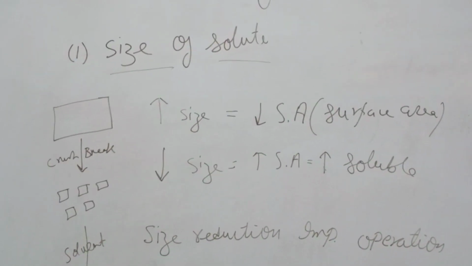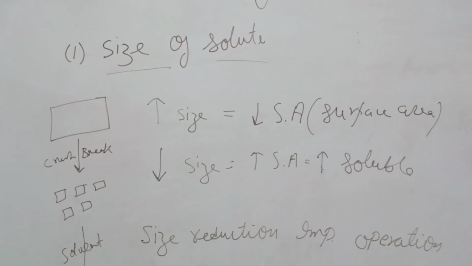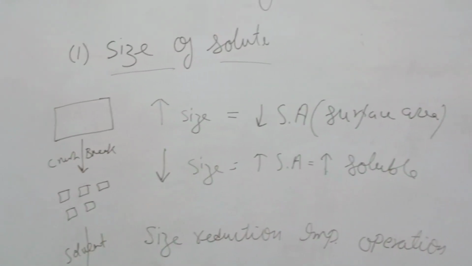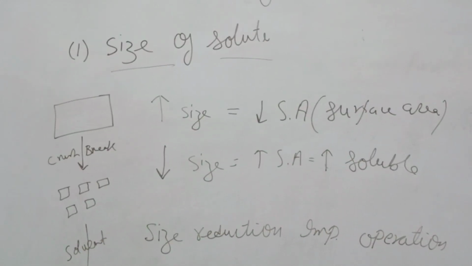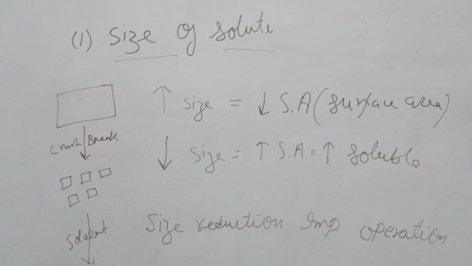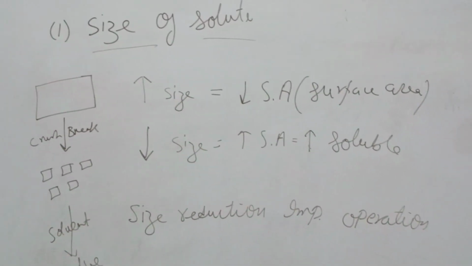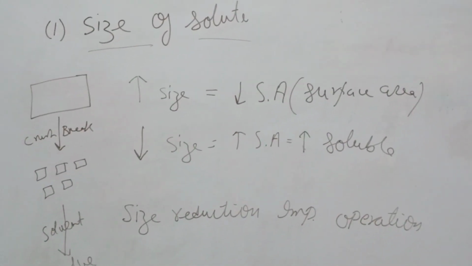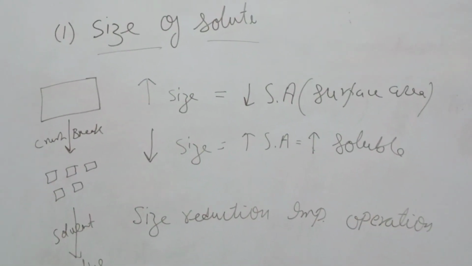However, in another case, if the size of the solute gets reduced, what I mean here by reduced is, if a solid which earlier is present in a large size has its size reduced, then once its size gets reduced, its overall net surface area gets increased. And as its surface area increases, its solubility simultaneously gets enhanced.